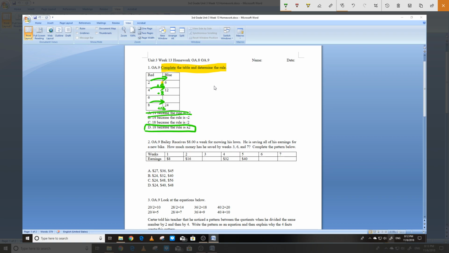If the numbers are getting smaller and the rates are different, usually it's divide. Okay? All right. So let's take a look at number 2.